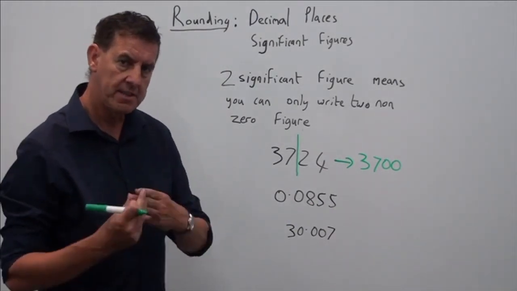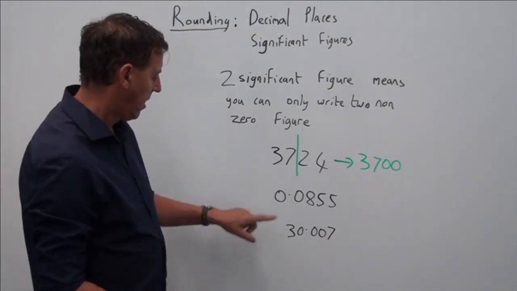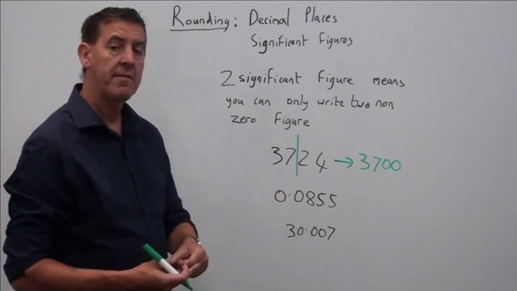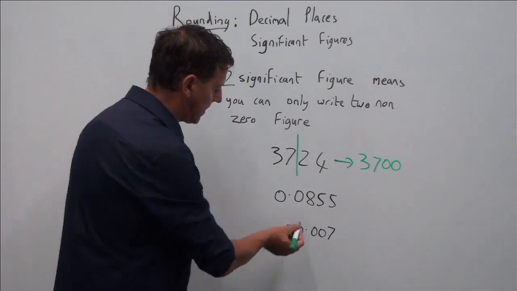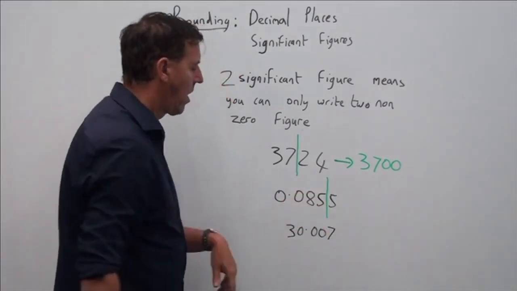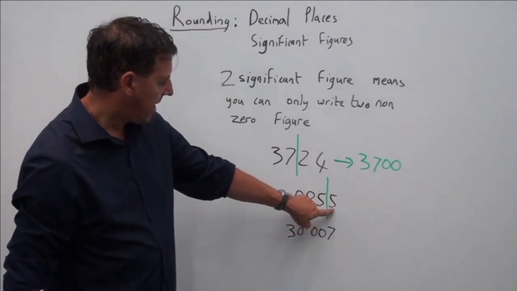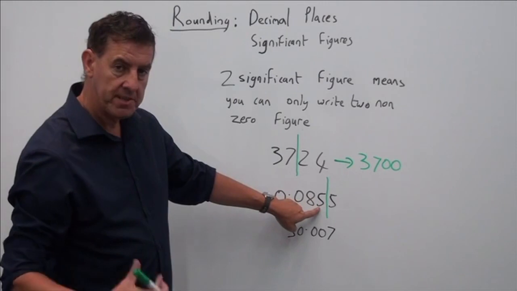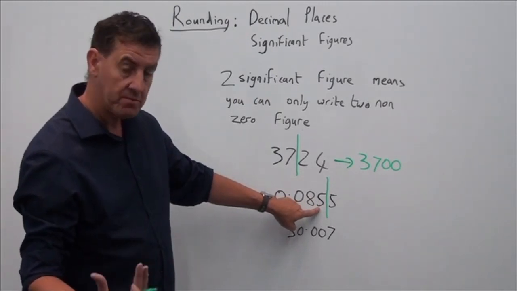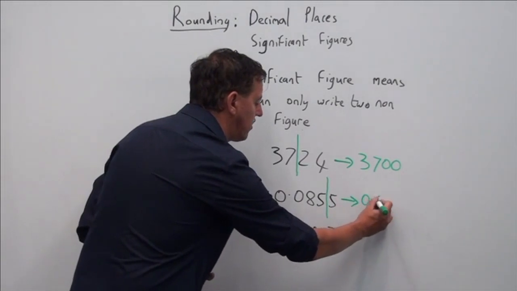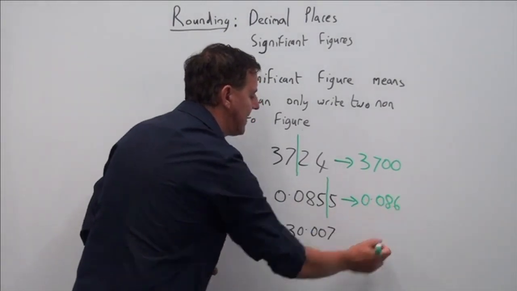If you look at this next number, just to remind you, this number as it stands at the moment has 3 significant figures. These zeros are not significant. So if I'm going to round this one to 2 significant figures, that's my first significant figure, that's my second, I stop. I make a decision. Remember, if it's 5 or more, we have to round up. So the number that I'm going to round up is the 5. It's going to round up to the 6. So to 2 significant figures, that's 0.086.